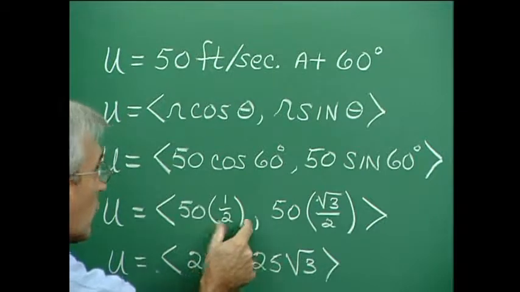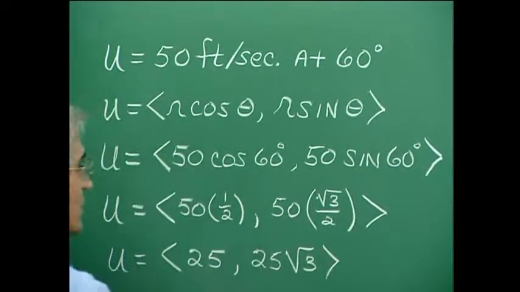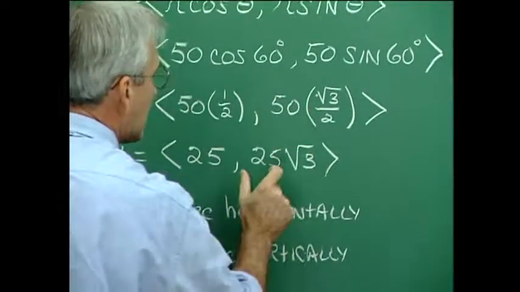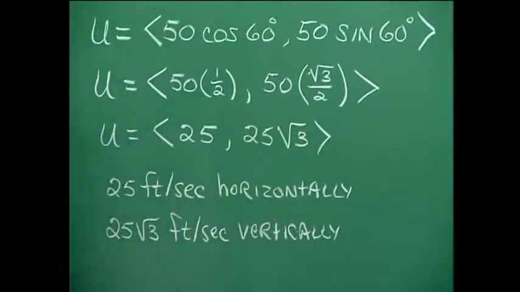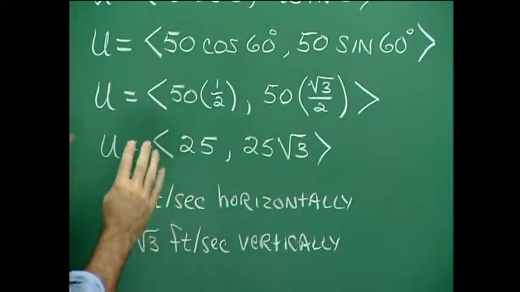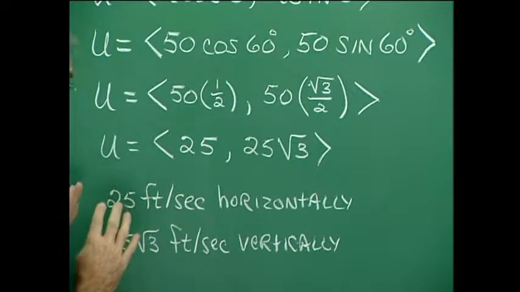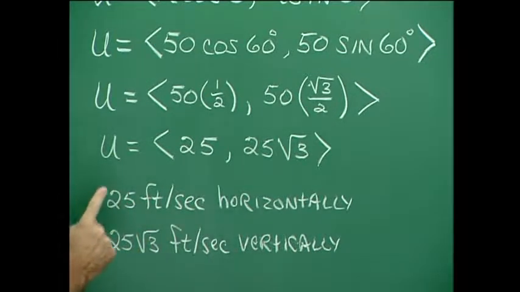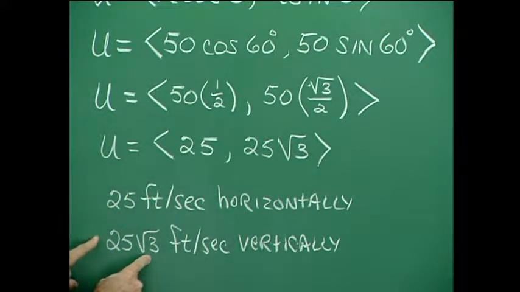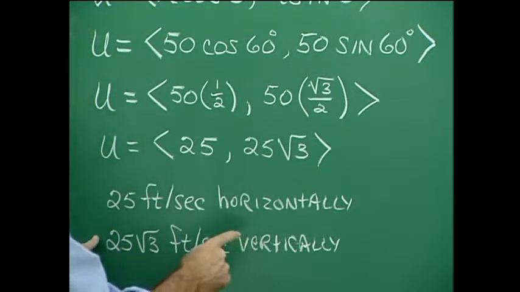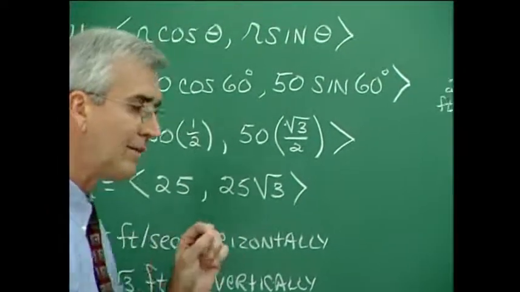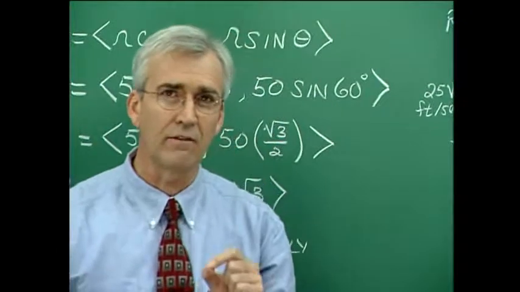Cosine of 60 degrees is 1/2. The sine of 60 degrees is root 3 over 2. And let's see, half of 50 is 25, and with the cancellation here, this becomes 25 root 3. So with this information, we know that this object that was projected at 50 feet per second on an angle of 60 degrees is really traveling 25 feet per second horizontally and 25 root 3 feet per second vertically. So we have an idea of how fast it's traveling horizontally and vertically.